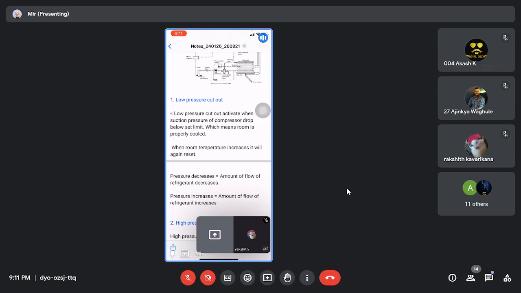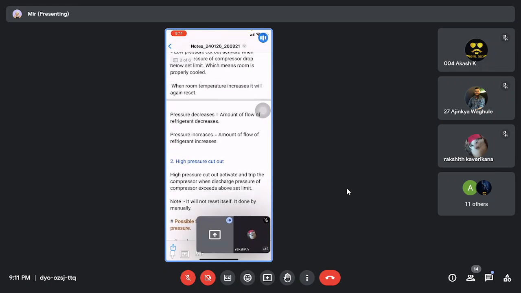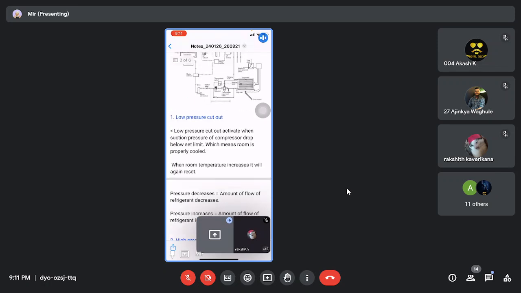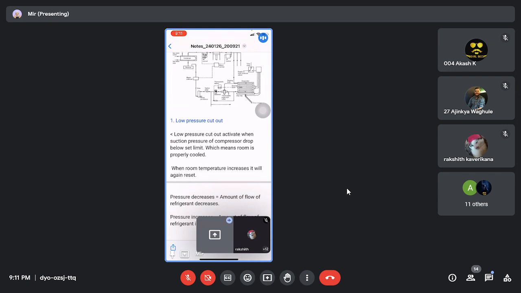So pressure decreases means the amount of flow of refrigerant into the evaporator decreases, and pressure increases means the amount of flow of refrigerant increases. When the amount of flow of refrigerant into the evaporator increases, the pressure at that time increases, and the cut in happens, which means the compressor starts running. If you have questions again, you can ask, or we will move to the next point.